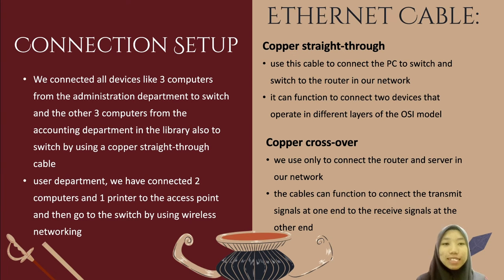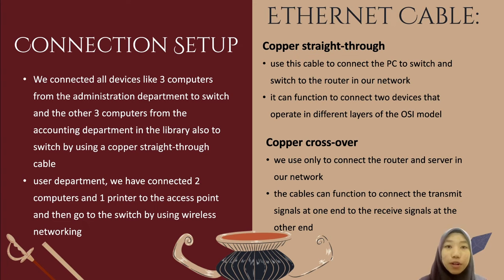We connected all devices, like 3 computers from the administration department to the switch and the other 3 computers from the accounting department in the library also to a switch, by using a copper straight-through cable. For the user department, we have connected 2 computers and 1 printer to the access point, which then goes to the switch by using wireless networking. Then all the switches from the 3 different departments connect to the router, which is the center of this network system, and this router connects straight to the server. To summarize, we are connecting devices to switches, and switches are connected to the router, which goes to the server.